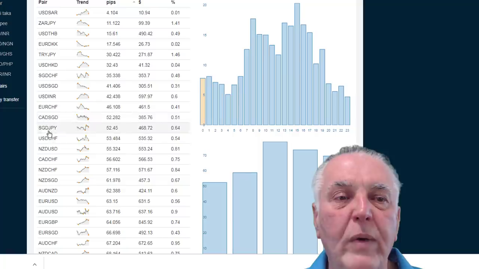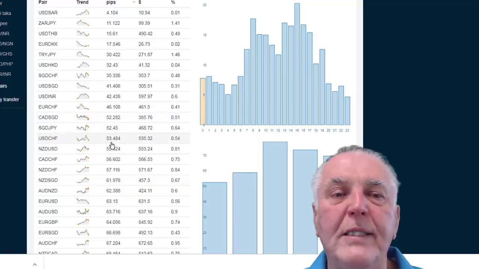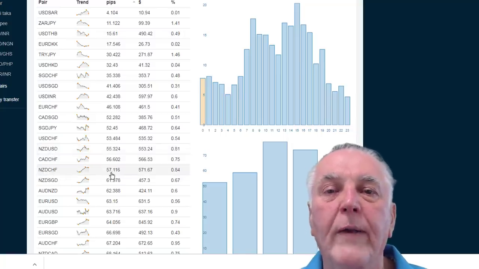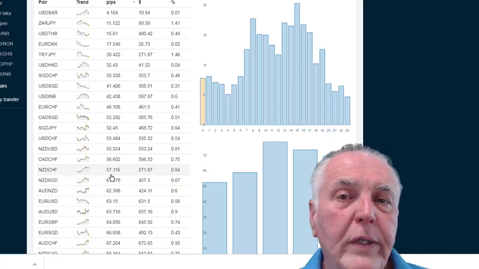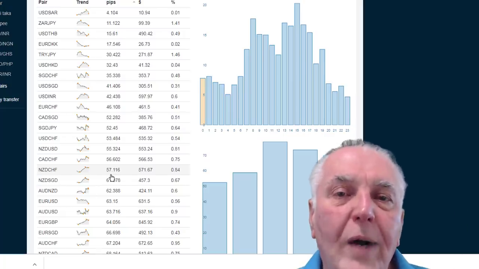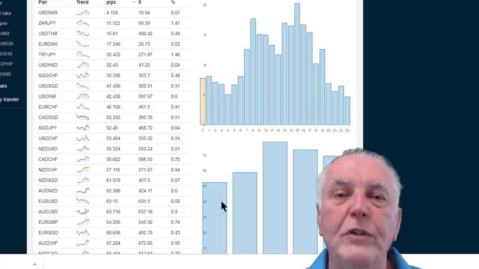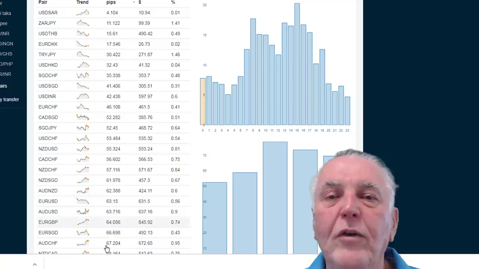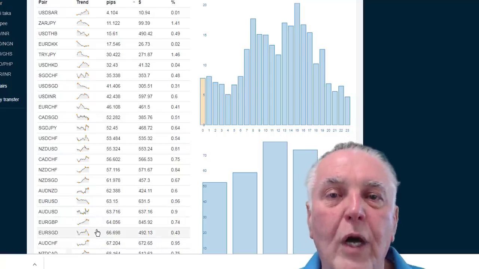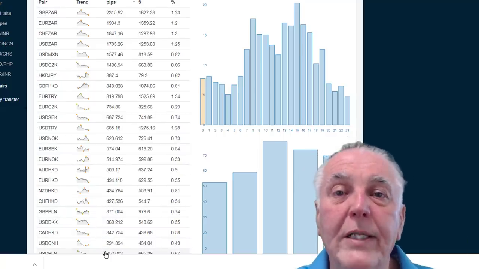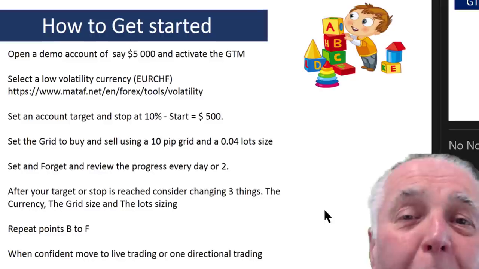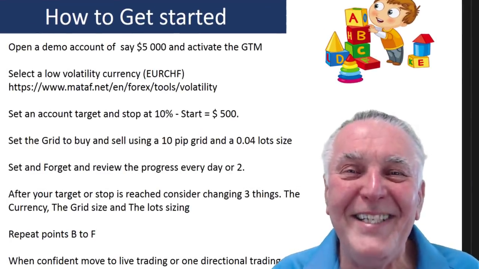Then if we move lower, we'll bump into more. There's the franc itself at 53 pips, and then the New Zealand franc at 57, and so on. So we're looking for low volatility currencies, and this is the way you find them. You go to MATF, sort the volatility column, and then you find a list of low volatility currencies. You can see why I went for the euro franc. It's the lowest volatility currency. I'm hoping you see how easy this trading technique is.